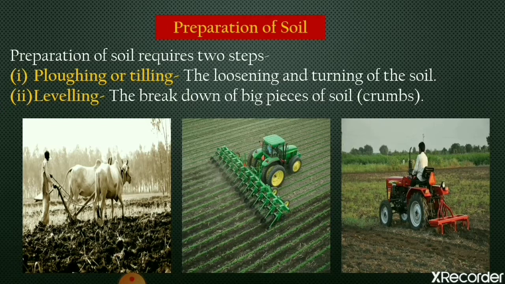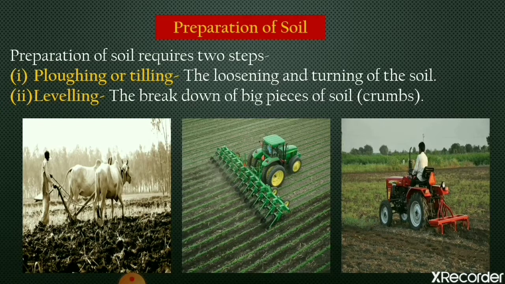What happens when we do plowing? The soil becomes loose, and there is turning of the soil, meaning the soil present at the lower level comes to the top, and the top soil goes down. So this is the turning and loosening of the soil. When your soil becomes loose, it will contain a lot of air spaces.